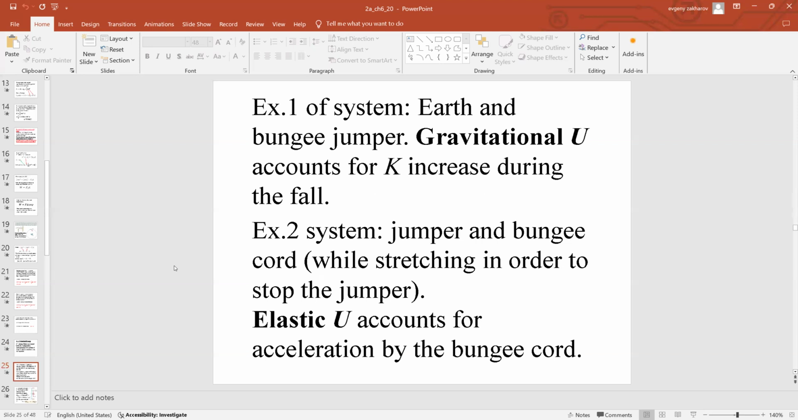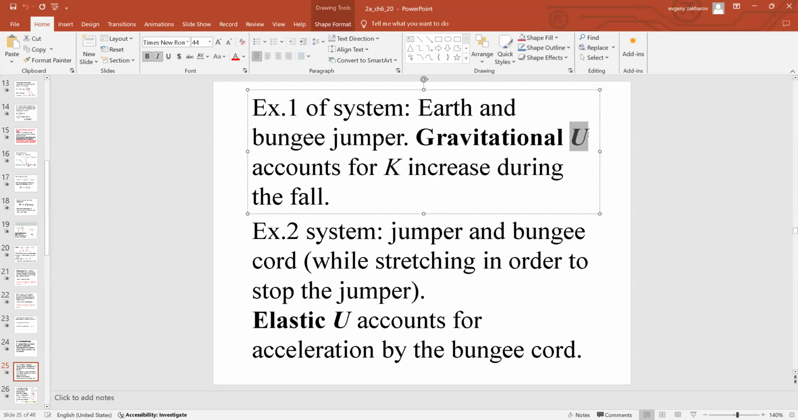So Earth and the bungee jumper, there is gravitational potential energy. For potential energy, you can say capital U as notation, or PE, or E sub P. It's up to you how you want to do the notation. The most common notation will be capital U. Capital K for kinetic, capital U for potential, and gravitational potential energy is there because of the force of gravity.